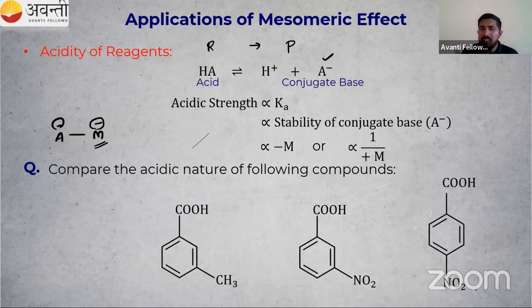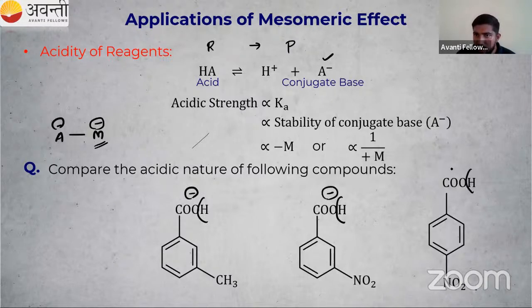Compare the acidic nature of the following compounds. How to compare the acidic nature? We have an acid, it is releasing H plus, and a conjugate base is formed. How to write the conjugate base? Remove this H plus, then write a negative charge. Remove this H plus, write a negative charge. Conjugate bases are formed.